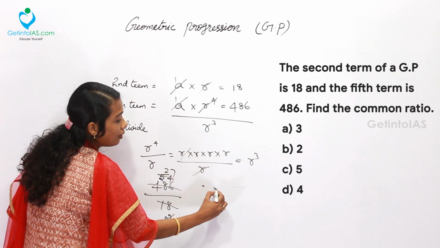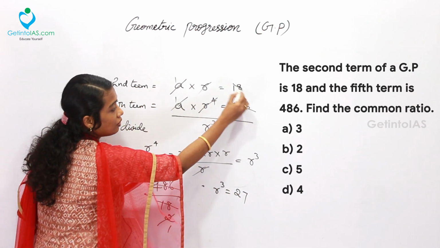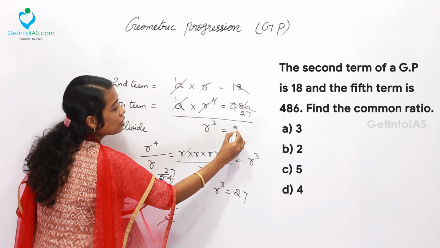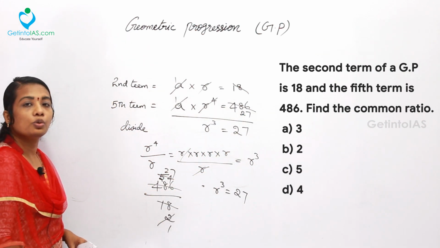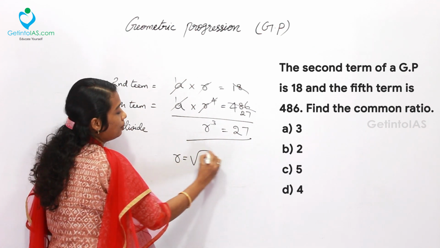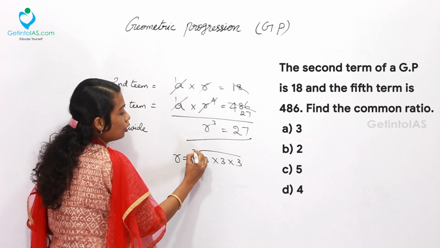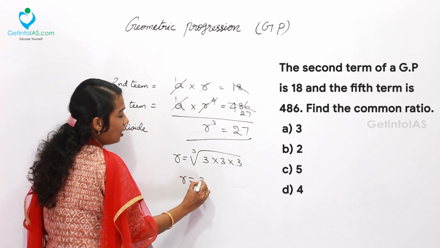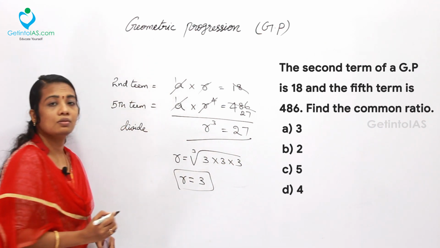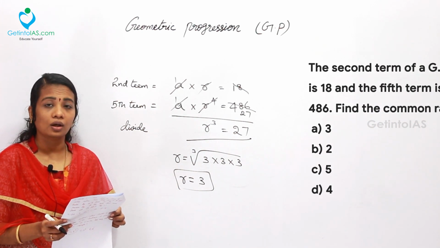Finally, R cube is equal to 27. After cancellation with this, I am getting 27. Simply, R cube is equal to 27. If R cube is equal to 27, what is R? Simply the cube root of 3 into 3 into 3. So finally, R is 3, which is given in option A.